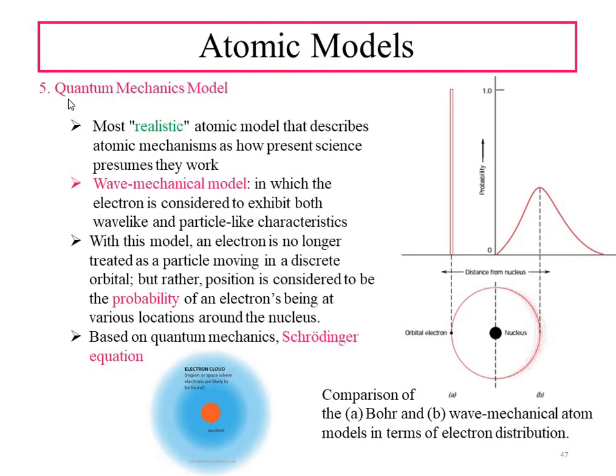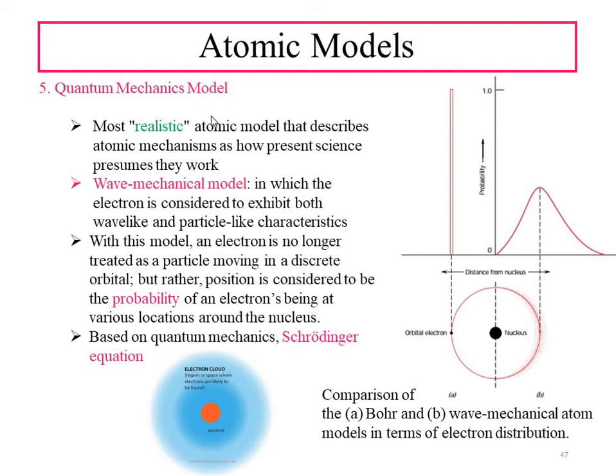So finally we will see what the quantum mechanics model is. This is the most realistic model ever found, and for the time being, in 2020 also, we are following this model. What does this model tell us, or what is the failure of Bohr's model? Bohr's model was formulated on the basis of classical mechanics, whereas the quantum mechanics model was formulated on the basis of quantum mechanics. That's the basic difference.